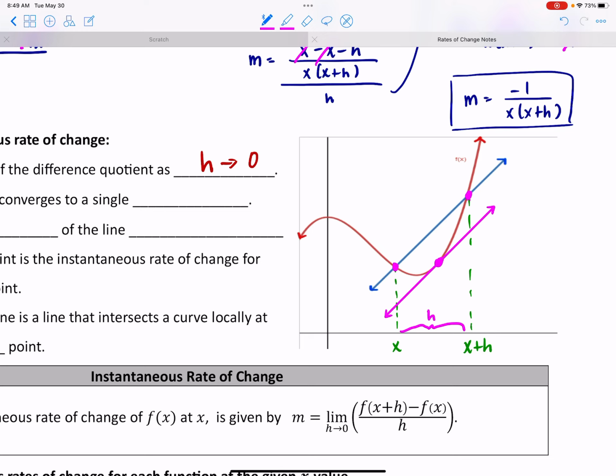And so now we can find the slope of that tangent line. That's a line that intersects the curve locally just once, and that slope of that tangent line represents the slope at that one point, that one instant on the graph. And so the slope of that tangent line is going to represent what we call the instantaneous rate of change. It's the slope at a single point instead of the slope over an interval.